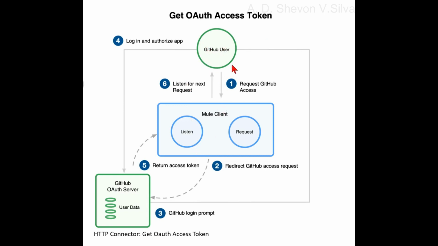Here's step 1. Submit an HTTP request for GitHub process GitHub access to the client app. 2. Client app redirects the request to the GitHub authentication server. 3. GitHub requests the login credentials. 4. Login and authorize the client app.